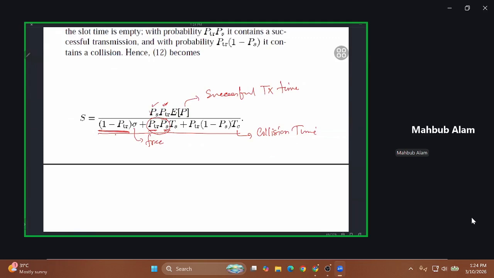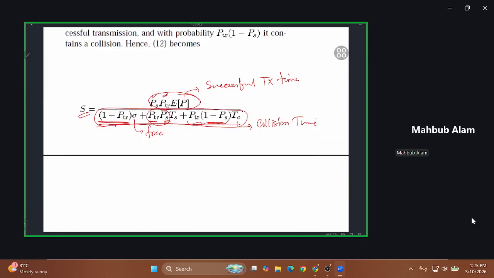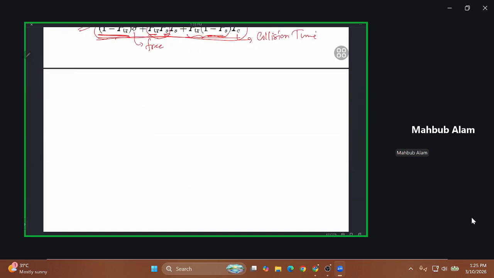And then we have the probability of a collision. If there is a transmission, which occurs with the probability PTR, and success does not occur, that means 1 minus PS, so a collision occurs. So among this expected time, only this time period is valid data transmitted. So we call it the throughput. The fraction of time successful data are transmitted is the throughput of the system.